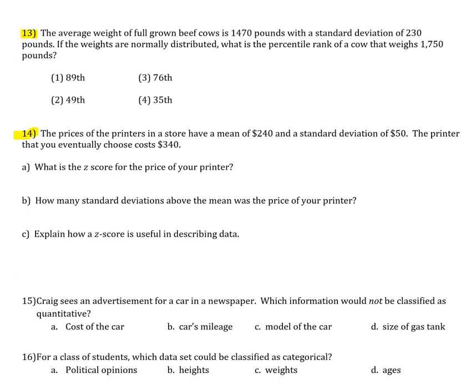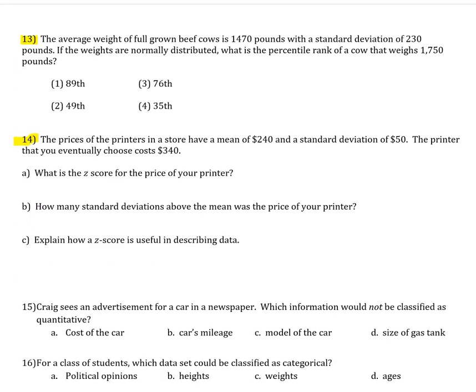Okay, so now we're here at 13. The average weight of full-grown beef cows is 1,470 pounds with a standard deviation of 230. If the weights are normally distributed, what is the percentile rank of a cow that weighs that much?